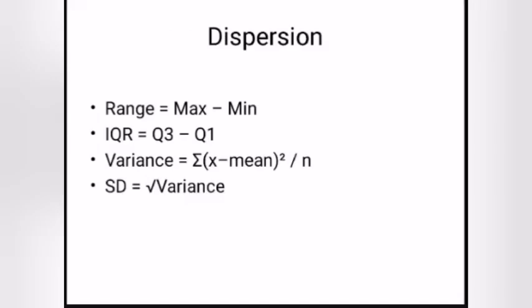Then measures of dispersion. We have range. Range is the maximum number minus the minimum number. That's the biggest number there minus the minimum number. Then we have the interquartile range. That's Q3 minus Q1. Then we have variance. And variance is summation of x minus mean, all squared, all over n. Then standard deviation is just the square root of variance. So after finding your variance and you want to find your standard deviation, you just square root your answer.